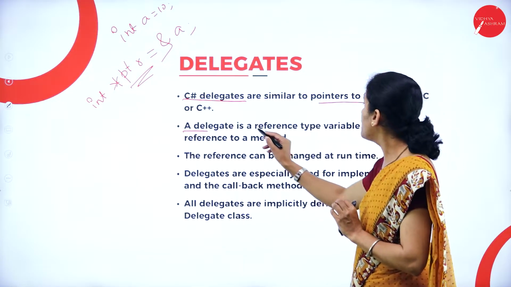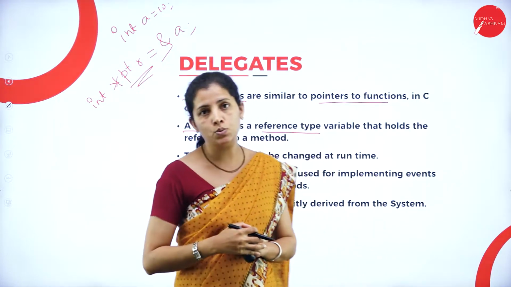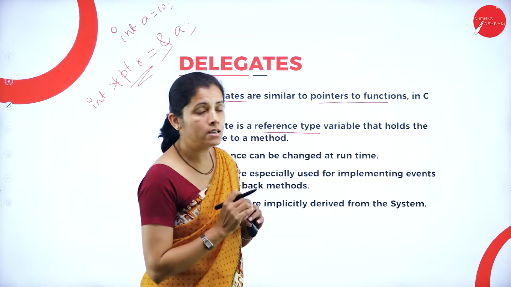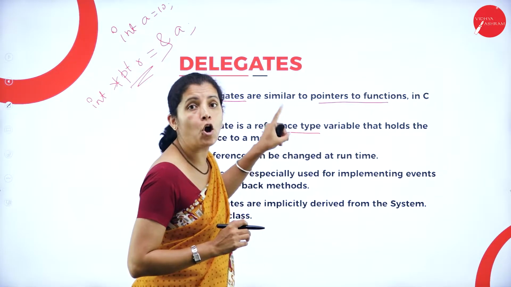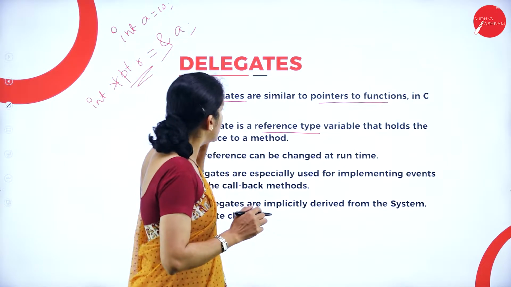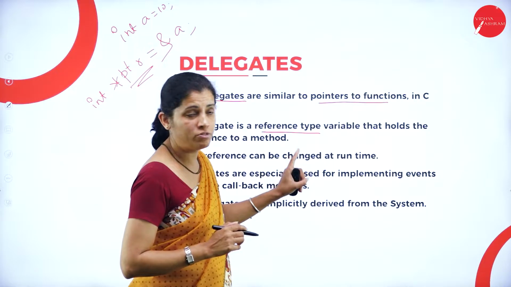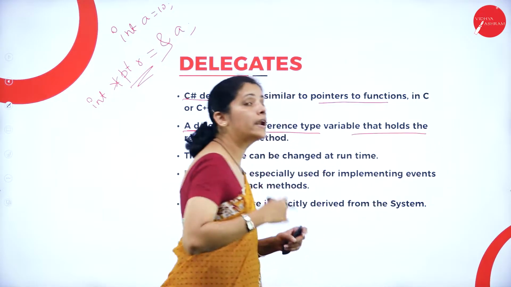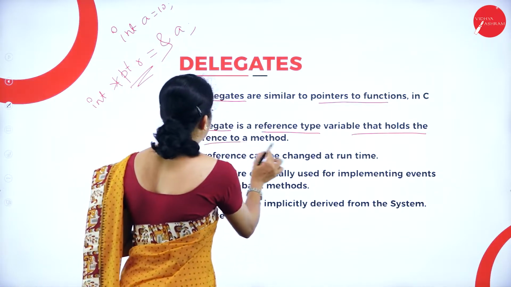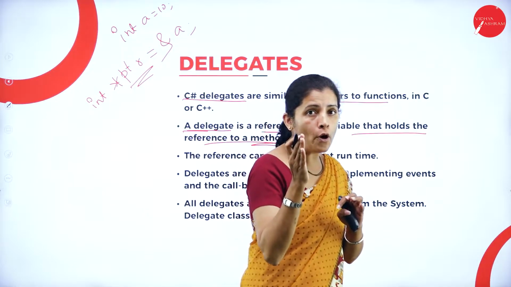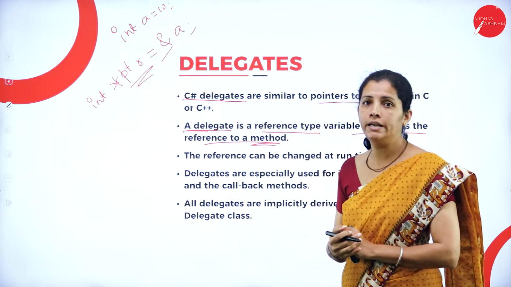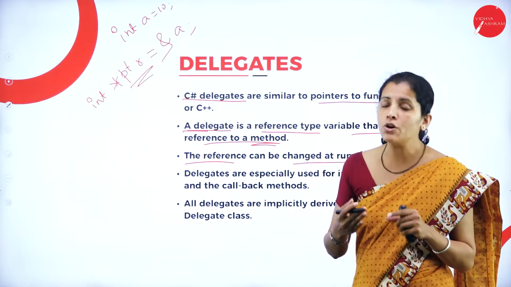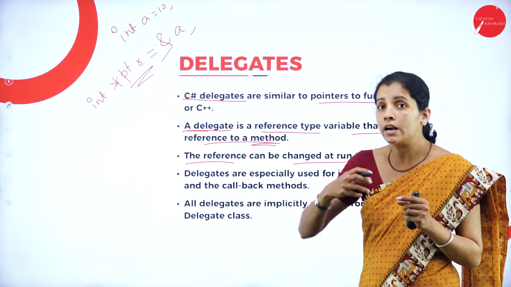A delegate is a reference type variable. Reference in the sense what? If I consider a C program, reference is nothing but the address. But here reference type is nothing but the object. See the difference? In C#, reference type is nothing but classes and objects. So a delegate is a reference type variable that holds the reference, in the sense the address of the method. That means whichever method I want to point to, that method's address is stored in the delegate. The reference can be changed at runtime. That means during the execution of the program, I am able to change the reference.